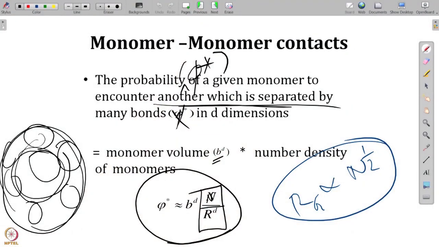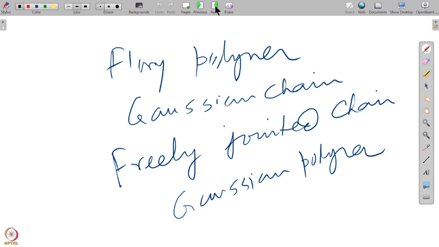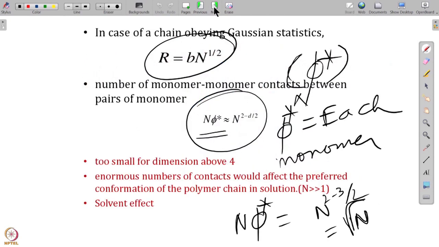So, I go back again. I have considered the probability of a monomer encountering another monomer. The monomer size is b to the power d, and the density is n by r to the power d. Then n phi star, the total number, becomes n squared, and these r come up. So n phi star is n squared over r to the power d, with r being root over n, so I get n to the power 2 minus d by 2. Okay.